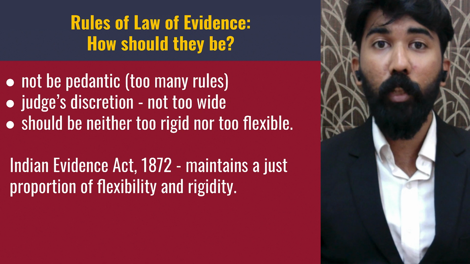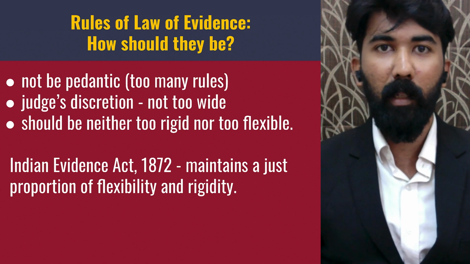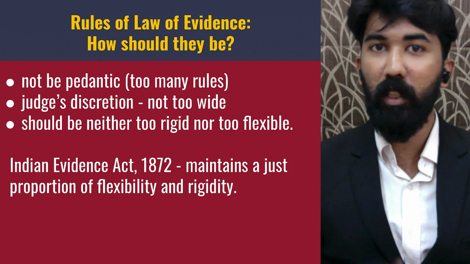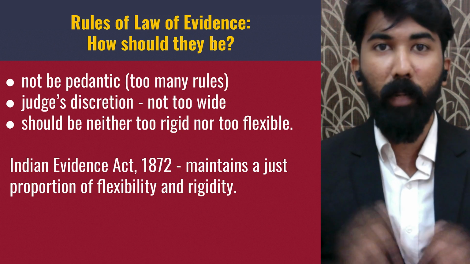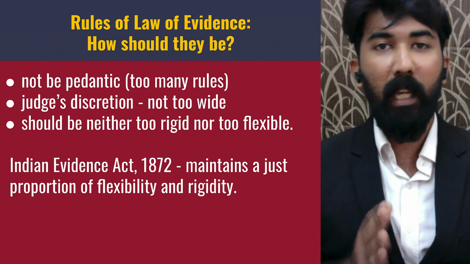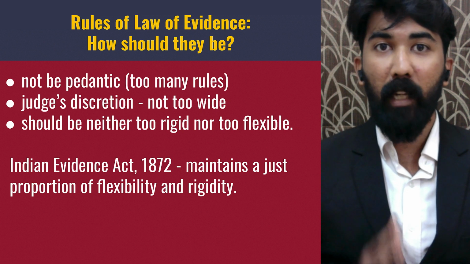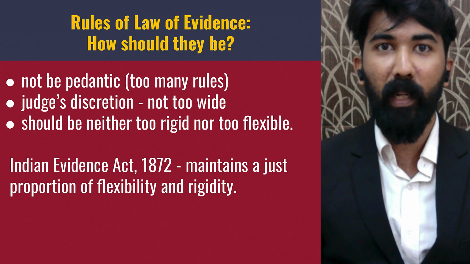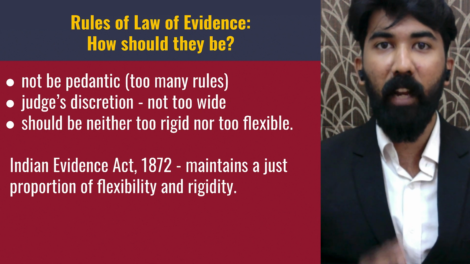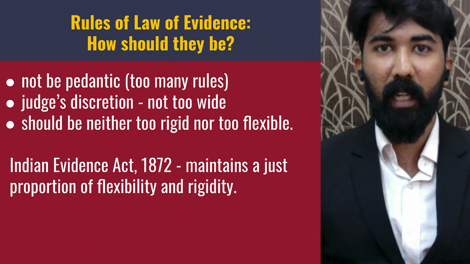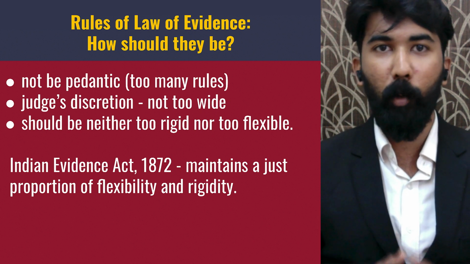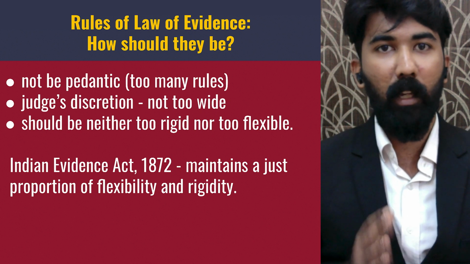So, how should the rules of law of evidence be? It should not be too pedantic, that is, there should not be too many rules involved. And discretion should not be too wide, it has to be limited. So, it has to maintain a just balance between rigidity and flexibility. If we look at the Indian Evidence Act, keeping these two principles in mind, it has to be said that it maintains a proper proportion of flexibility and rigidity.